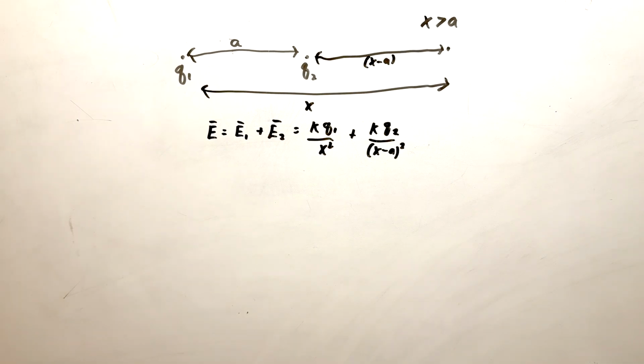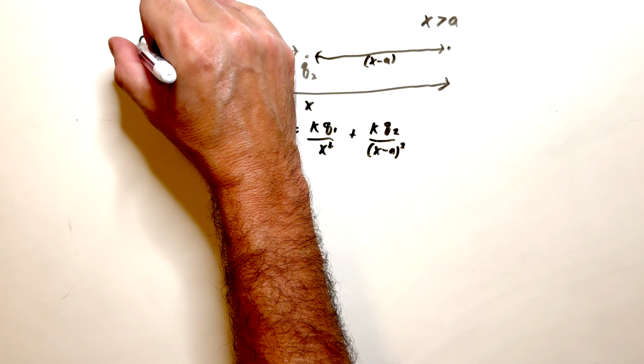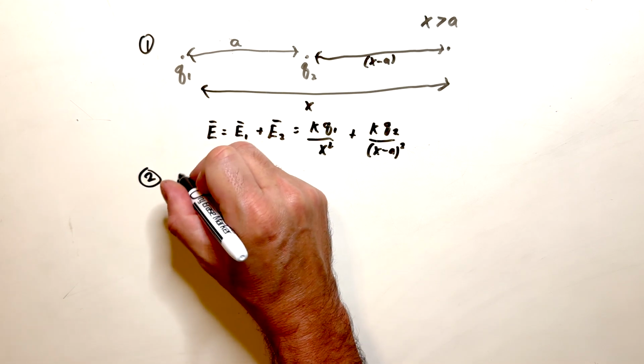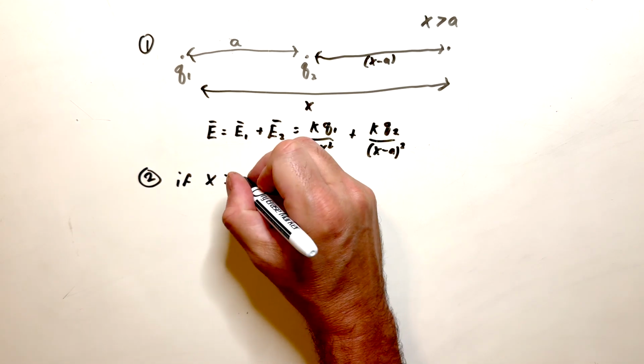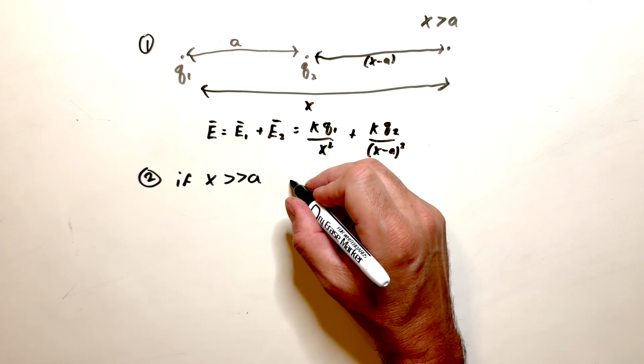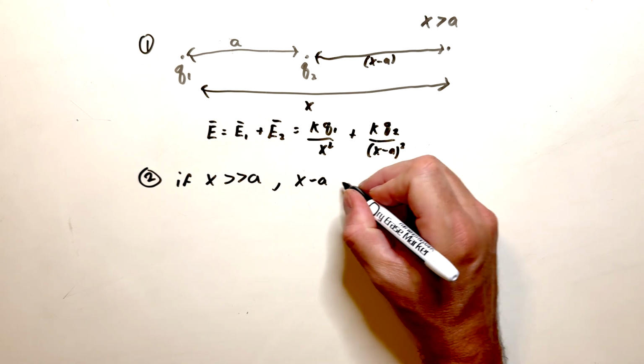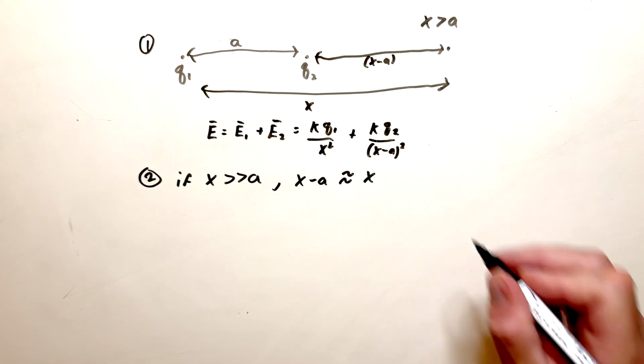All right, problem number two. Using the same configuration from problem one, describe the electric field when x is much, much greater than A, very far away. Well, I left the work from the last problem up here. So what happens when x is very far away? So this was 1. This will be number 2. So if x is much, much greater than A, what does that mean? Well, that means that x minus A is approximately equal to x.